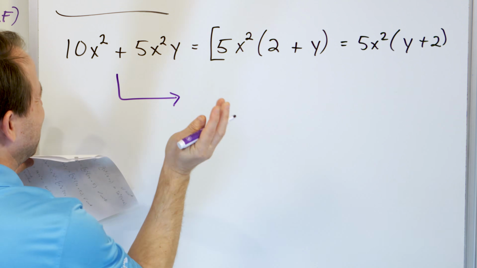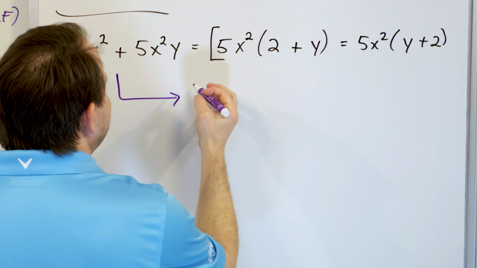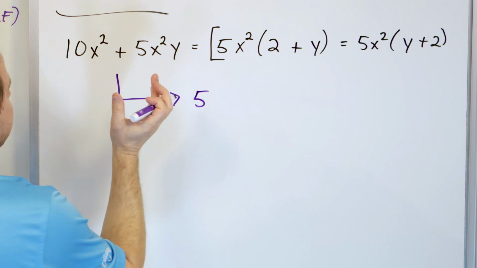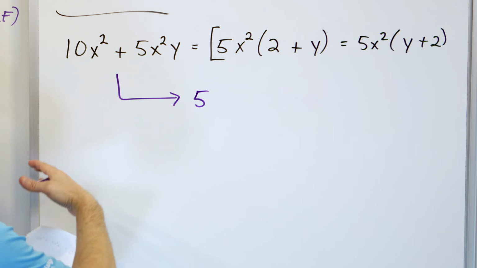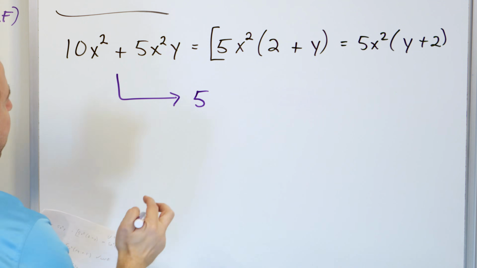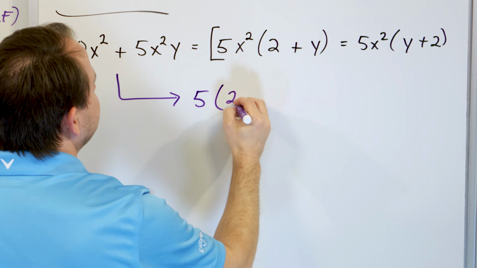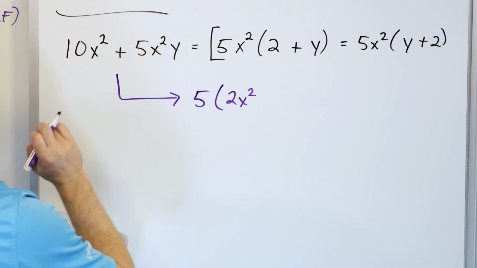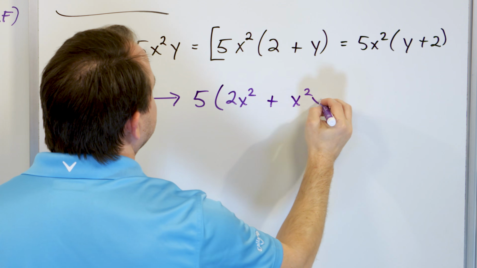Let me just say that I noticed that 5 was the greatest common factor. So let's say that I correctly figured out that 5 was the greatest common factor of the numbers, but I completely forgot or didn't notice that the x squareds here were common factors also. So if I do that, then 5 times what gives me this? It's going to give me 2x squared. That'll give me the 10x squared. And then over here, 5 times what gives me this? It'll be x squared y.